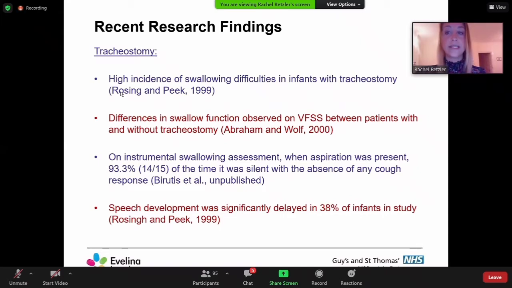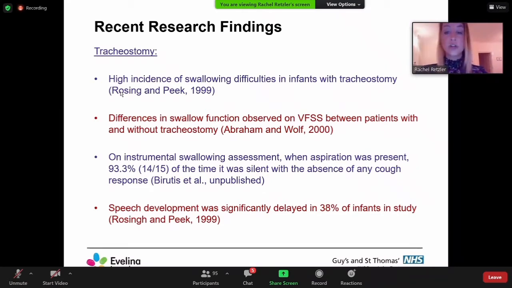However, not all children with tracheostomies will have problems with feeding and swallowing. Remember, the reason why a child receives the tracheostomy is very important. It's important to remember that feeding and swallowing difficulties may be related to the child's comorbidities and other factors not just related to the tracheostomy.